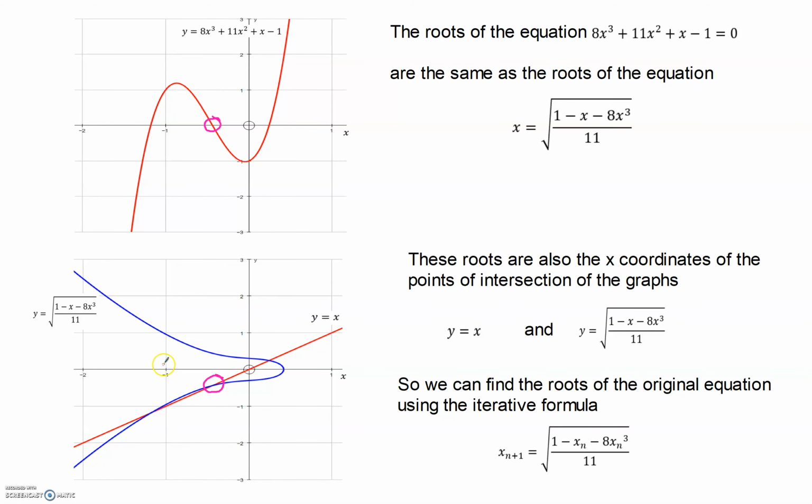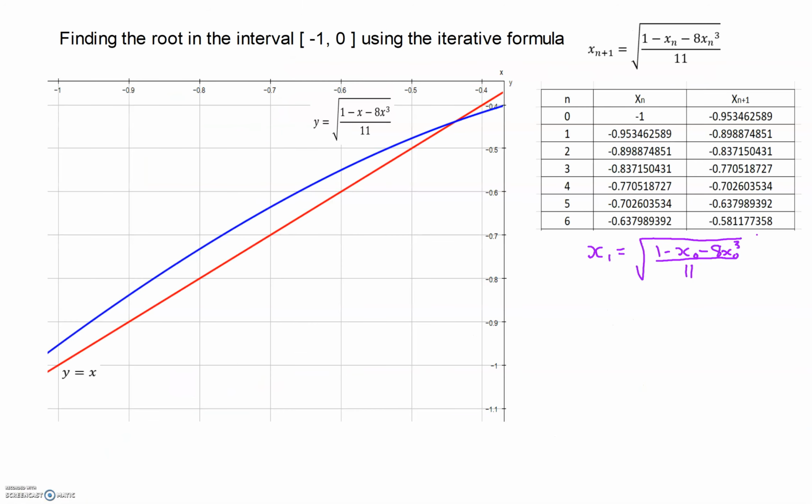And what I'm going to do is zoom in again like we did before on this section here of the bottom graph, so that we can have a look in a little bit more detail at what is happening. So here's this section of the graph, and we're going to use the same iterative formula that we used before. We've got the two graphs. The red line is the line y equals x, and the blue curve is y equals root 1 minus x minus 8x cubed all over 11. We're going to use the same process as we used before, and we're going to look at it using the spreadsheet and the graph at the same time.